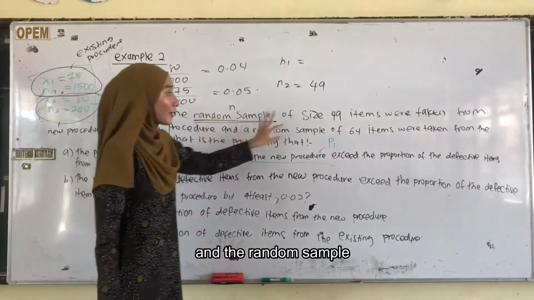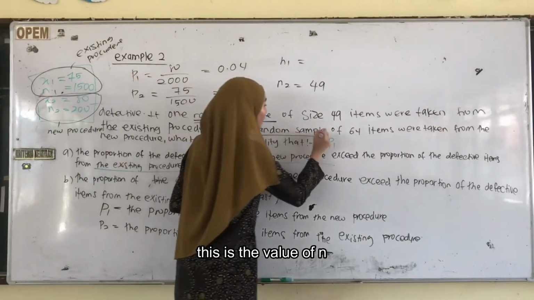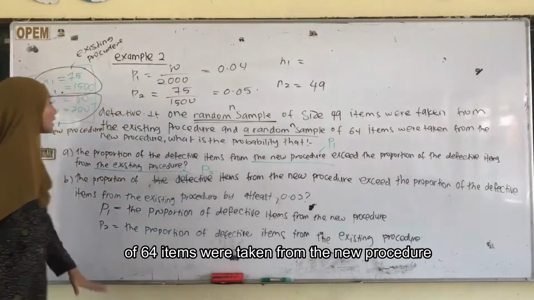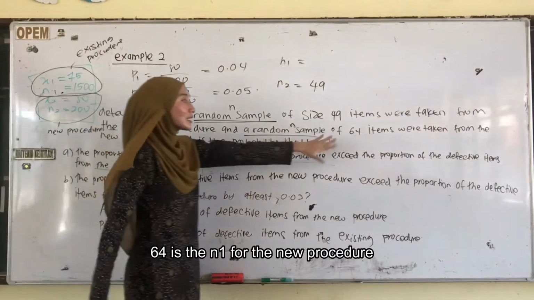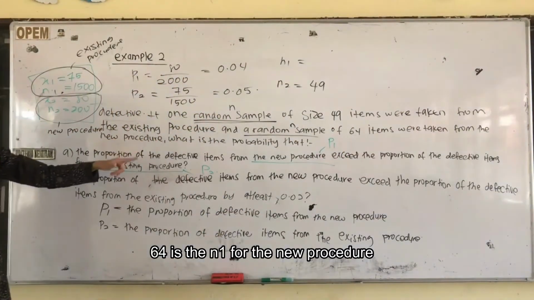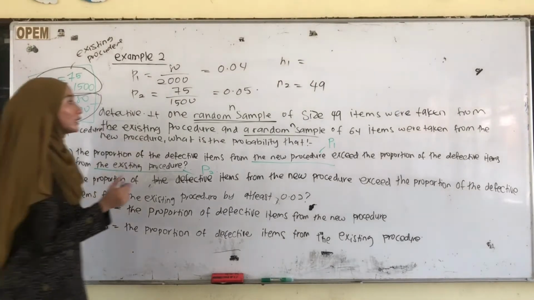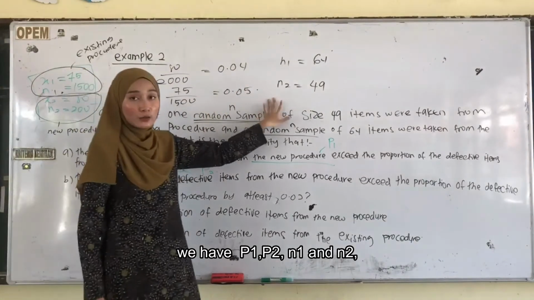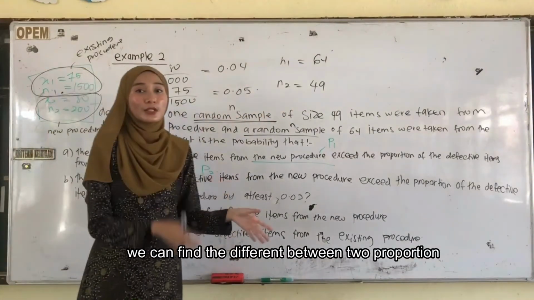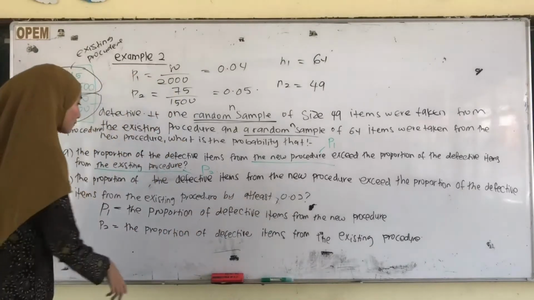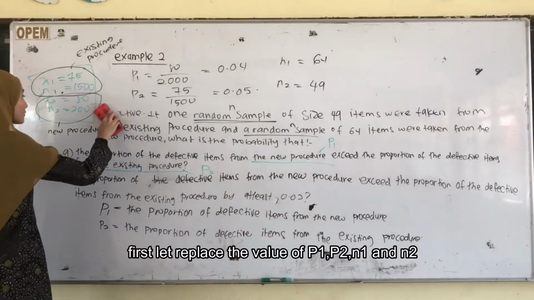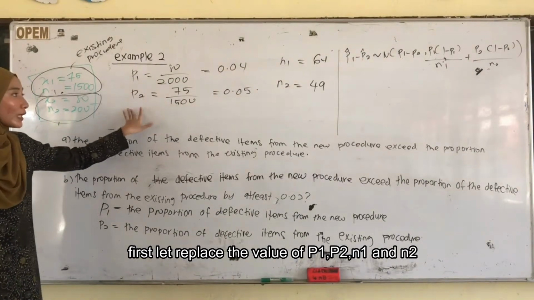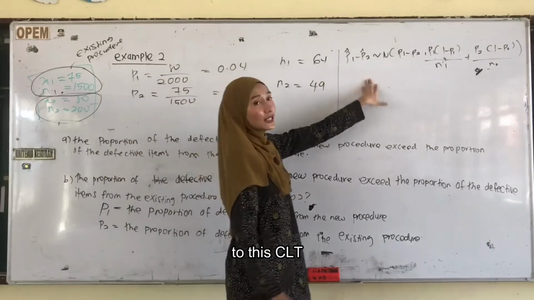And a random sample, this value of N of 64 items were taken from the new procedure. So 64 is the N1 for the new procedure. So P1, P2, N1 and N2. So we can find the difference between two proportions. Let's replace the value of P1, N1, P2 and N2 to this CLT.